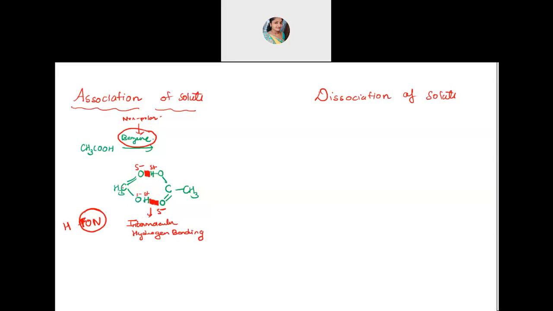So due to hydrogen bonding, once they bind with another molecule, this whole thing will behave as one solute. So two molecules of acetic acid will combine together and behave as one. Two has got converted to one now. So what will happen to the colligative property here? If there is association, what do you think will happen to the colligative property?